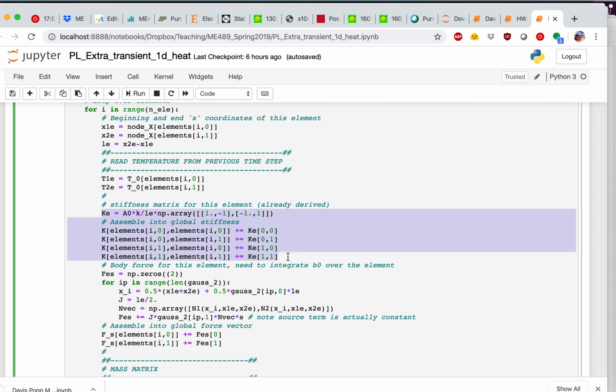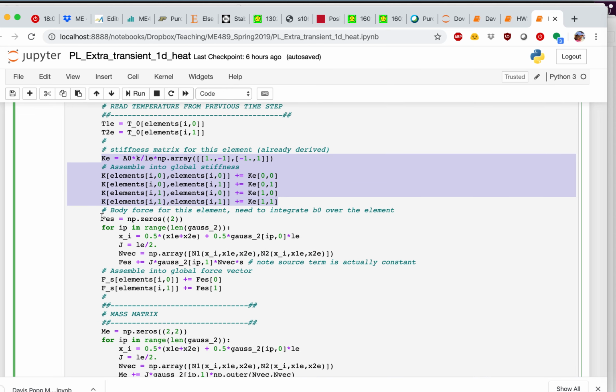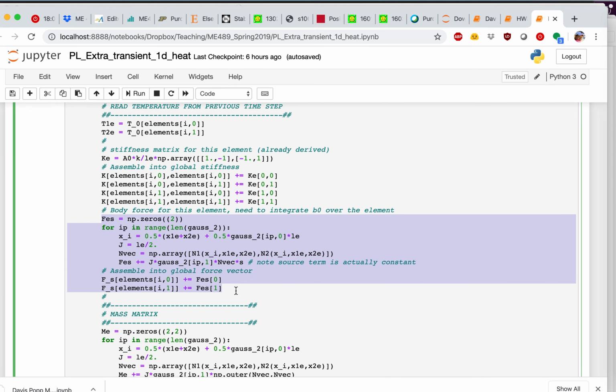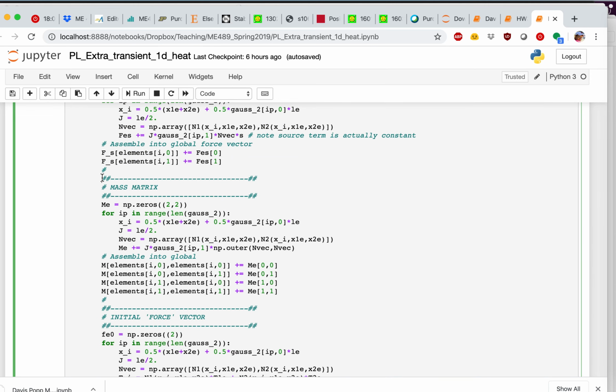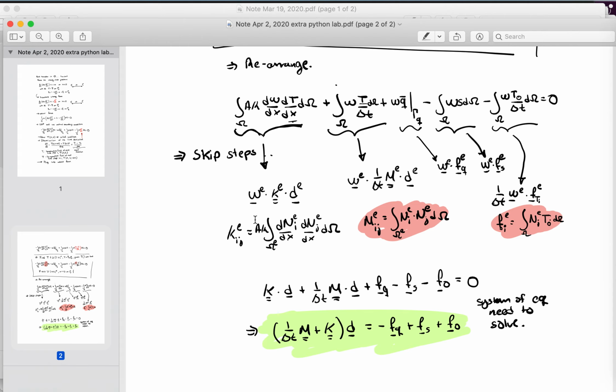Stiffness matrix, same as before. Force vector due to the source term, same as before. Mass matrix, now this is different. The mass matrix of the element is also a 2 by 2, just like the stiffness matrix. But before I show you what I integrate: the stiffness matrix integrates the product of the derivatives of the shape functions, while the mass matrix integrates the product of the shape functions without derivatives.